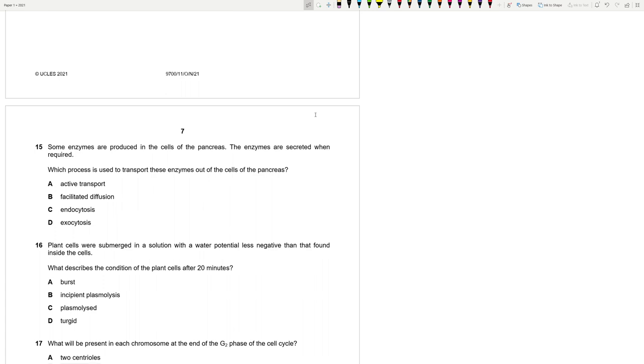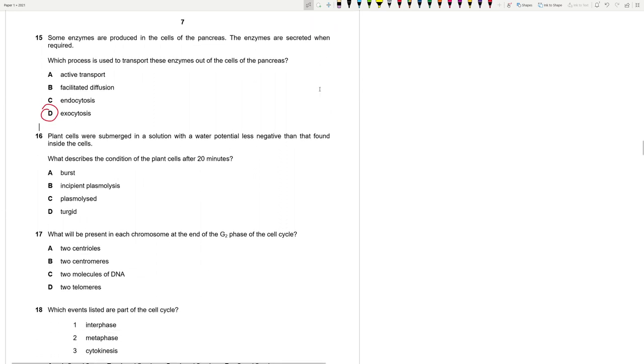Some enzymes are produced in the cells of the pancreas. The enzymes are secreted when required. Which process is used to transfer these enzymes out of the cell of the pancreas? Okay. Secretion, remember, secretion. Who is in charge of secreting? Packing is done by Golgi body. It's packed into vesicles and then it's released from the cell by exocytosis. Always remember that, active process.